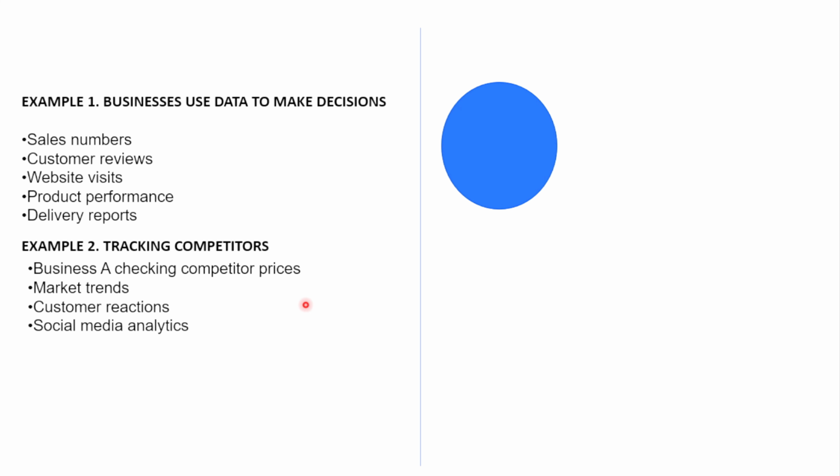So as a business, data is very important for you, right? A business will use that data to check competition prices. Okay, so sorry about this alphabet. This A here doesn't make any sense, right? So sorry about that. So business market trends, customer reaction, social media analytics. These are the importance of data for businesses, right?